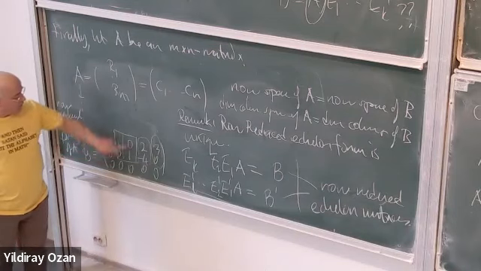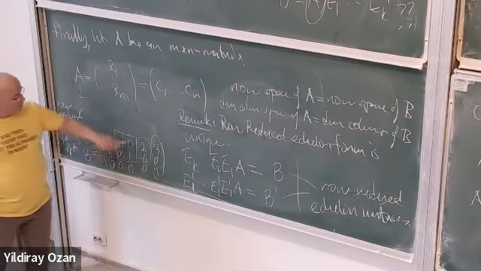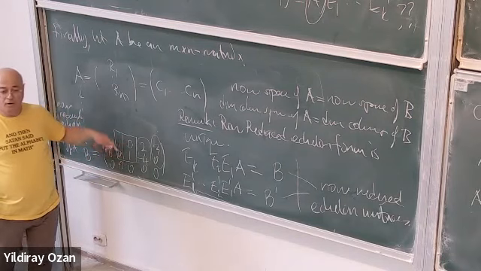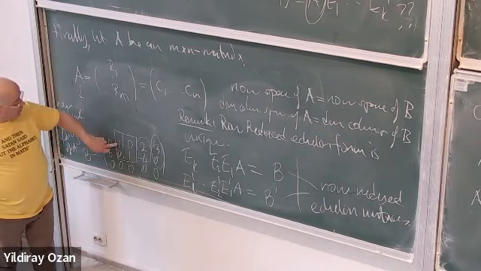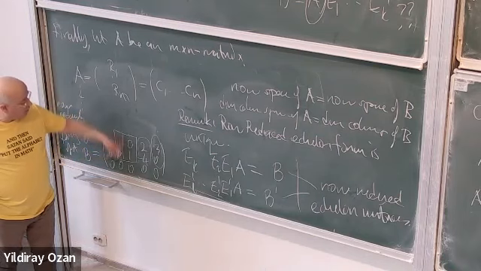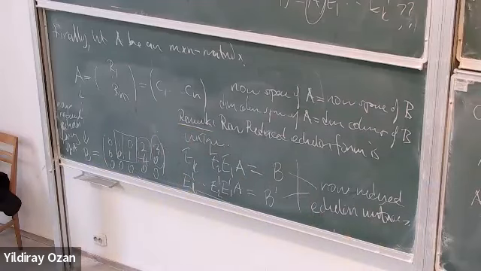Row reduced echelon matrices have this kind of columns, where you have 1 in each pivot column and zeros everywhere else. So if you multiply with this, what will happen?